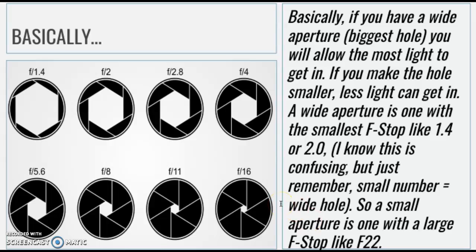If you have an f-stop of 22, the higher the number, the smaller the hole. Think of yourself looking through a tiny, tiny little straw and everything will be in focus. Whereas if you're just looking at something in the big picture, different things will come in and out of focus, okay?